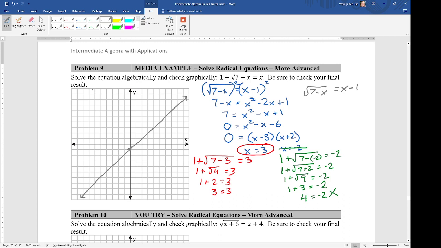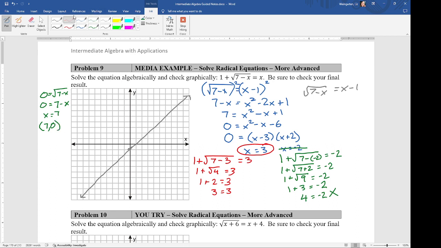And then we have to graph the square root of 7 minus x. So we want to figure out what the horizontal intercept is, so we're going to set this equal to 0. Square both sides. Add x to both sides, and we get x equals 7. So our horizontal intercept is going to be at 7, 0.